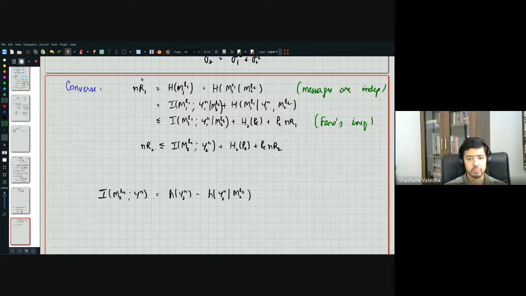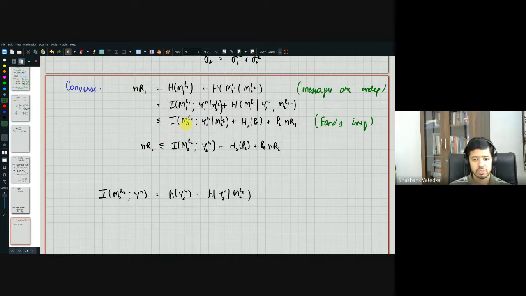Okay, so I have an upper bound on nR1 in terms of the mutual information between M1 and Y1^n given M2 plus some quantity which is very small. Since the probability of error tends to 0 as n tends to infinity, this overall quantity is at most n times some epsilon for some small epsilon greater than 0. The term that we really need to care about is this first term. As long as we can show that this is less than or equal to half log of 1 plus alpha P by sigma 1 square, we are done.